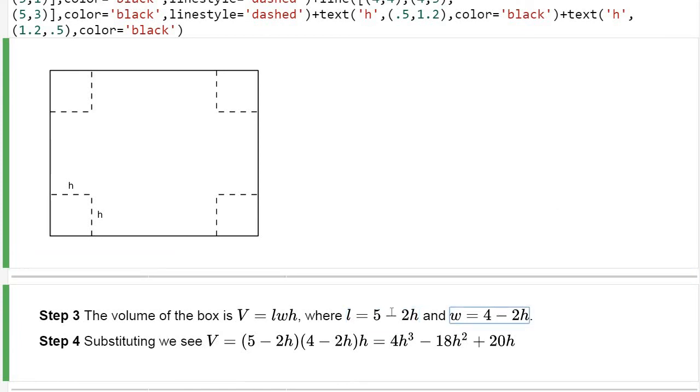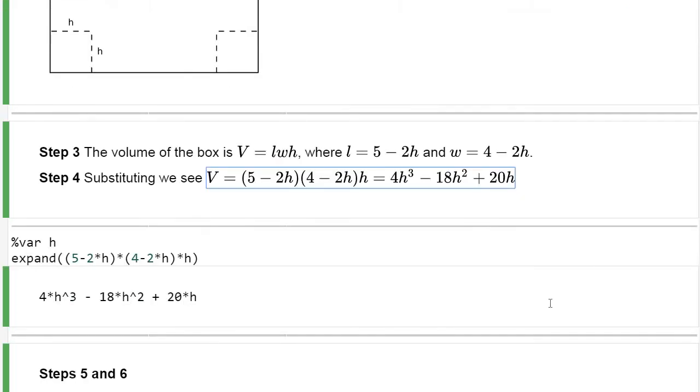So I'm going to plug those two equations into this volume equation, replace L with 5 minus 2h, replace W with 4 minus 2h, and now I have volume written as a function of h alone. And there's the simplified version. If you want Sage to do that multiplication for you, there's an expand command which will multiply that all out, and you'll get that cubic function.